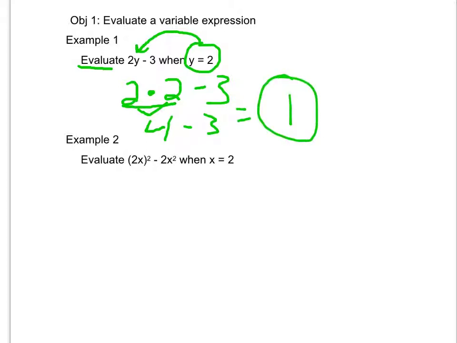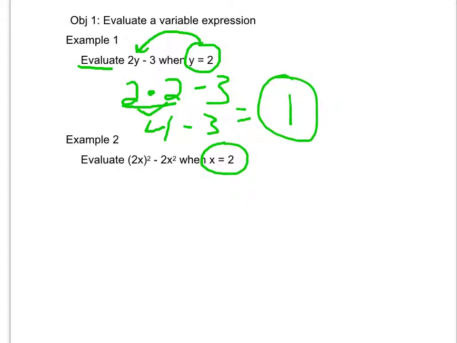Again, circled or boxed. Okay? Now let's do example 2. Same thing here. It says to evaluate this expression 2x squared minus 2x squared when x equals 2. Okay, now notice my 2x squareds are different. One has parentheses around it. That's going to change how we solve each one of those.